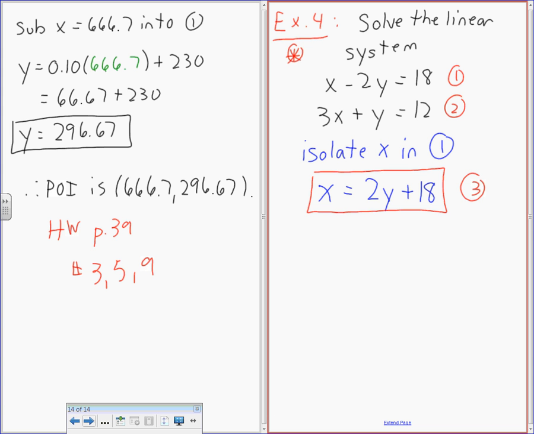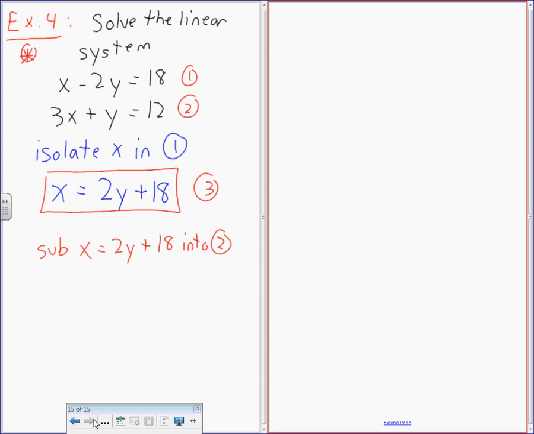Yes, it's the very same thing. Now, if this was 2x or 3x or 5x, remember we said, first of all, we're trying to pick a variable that's already just playing by itself. Exactly. So now what we're going to do is sub x equals 2y plus 18 into equation 2. What that means is, everywhere we see an x in the second equation, we're going to put a 2y plus 18.